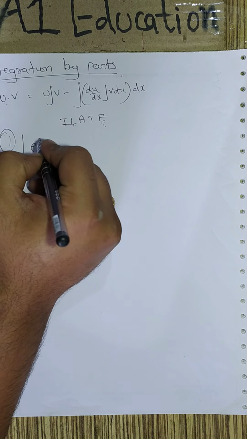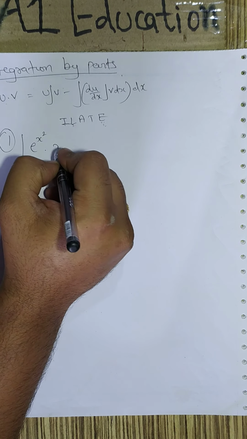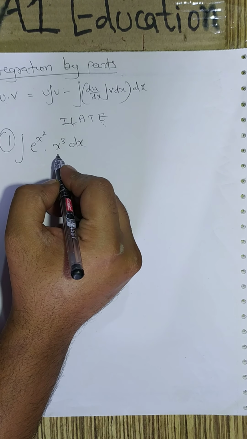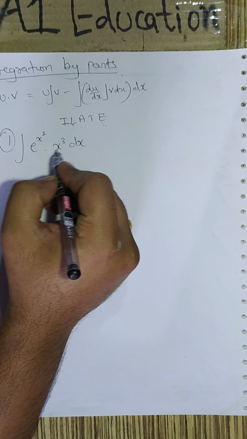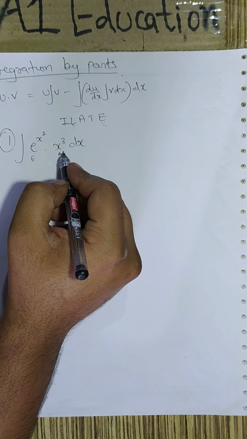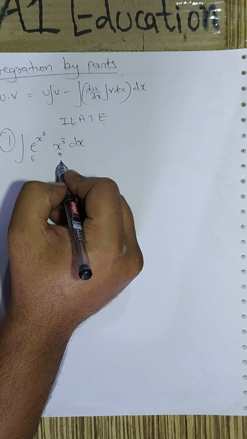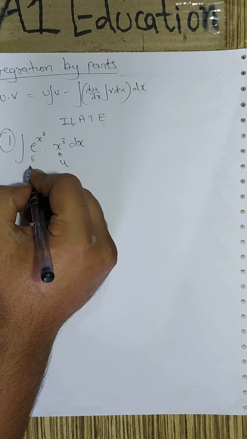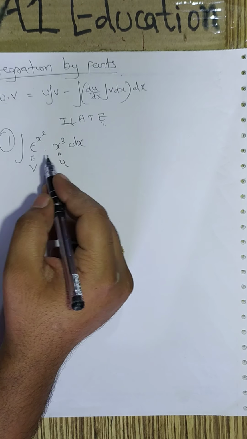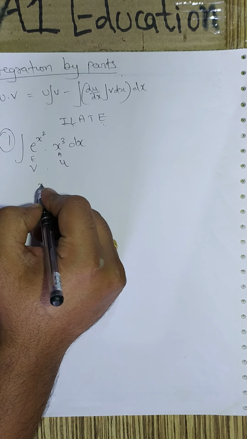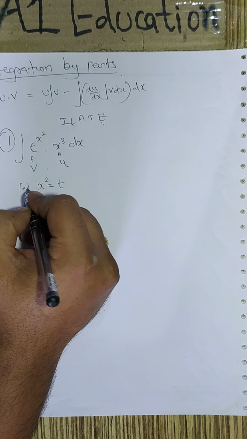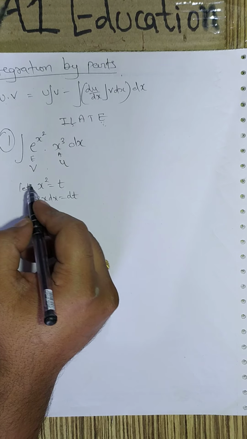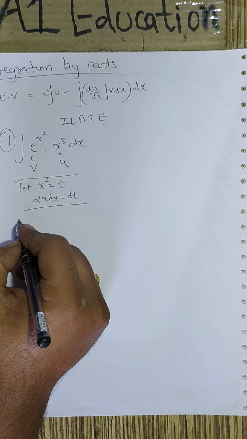First one is integration of e^(x²)·x³ dx. Again here, this is an algebraic function and this is an exponential function, so obviously the algebraic function will tend to become u, and the other obviously becomes v. Let us do some substitutions. x² equal to t, 2x dx will become dt. Let us implement this assumption here.